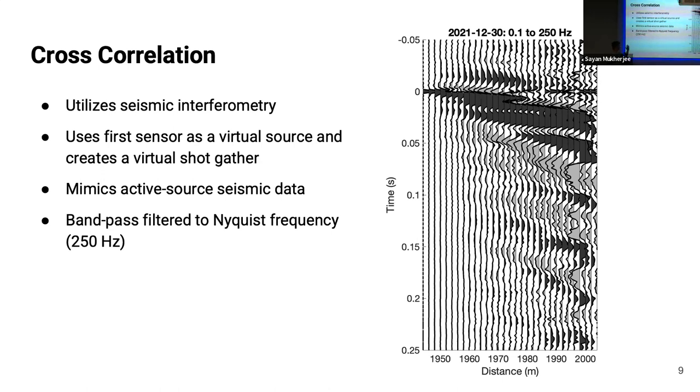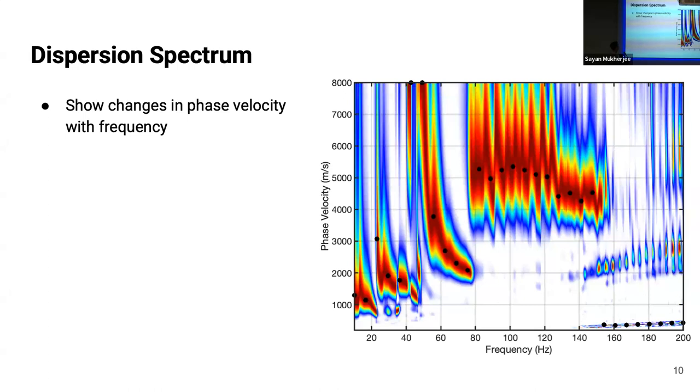It's also filtered so that we went from 500 Hz to 50. So this tries to imitate an active seismic source in creating a shot gather, but it's still a large frequency range and it's a little bit noisy. To observe this further, I'm looking at this dispersion spectrum, and it lets us look at the changes in phase velocity with frequency.